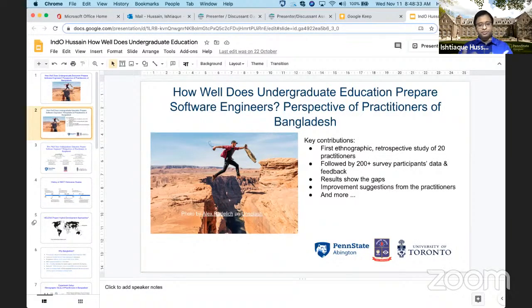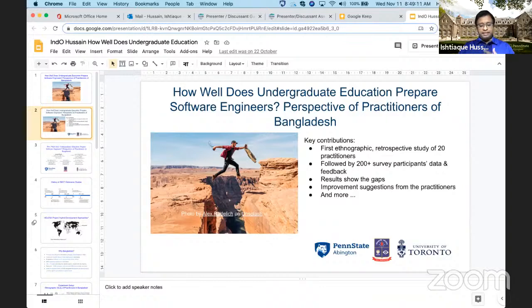Then we snowballed to 20 practitioners. And then we came up with their common themes and the struggles that were mentioned more and more. So then we prepared a survey question and circulated it throughout different channels and networks, and we got more than 200 survey participants' data. The results clearly showed us that there is a gap, and the practitioners as well as the survey participants provided us with very good insights on how it can be improved.